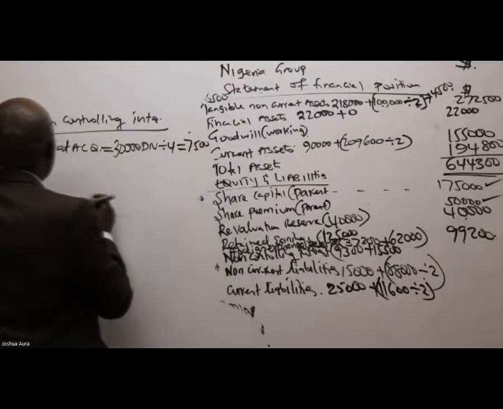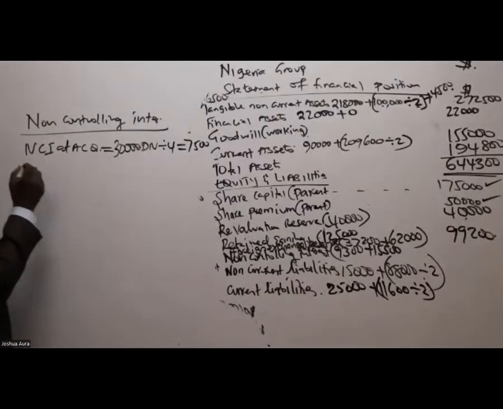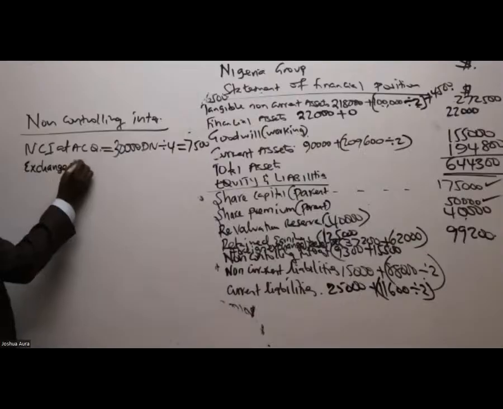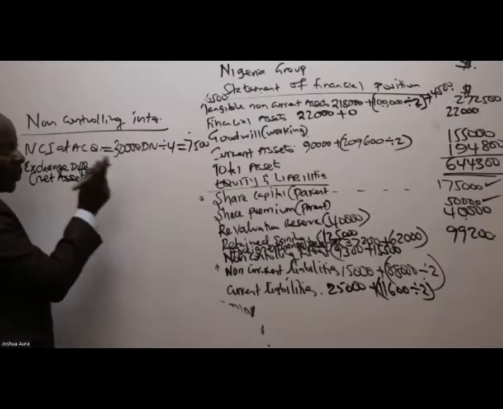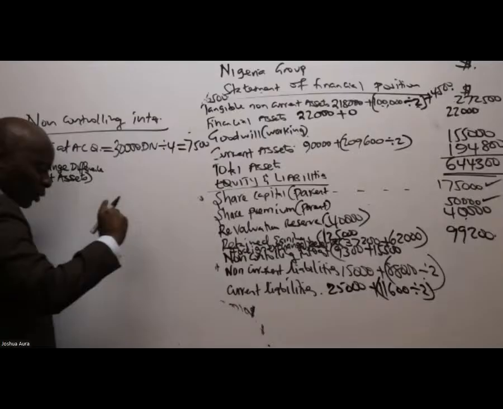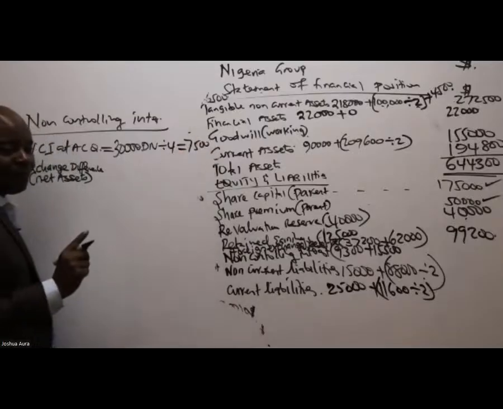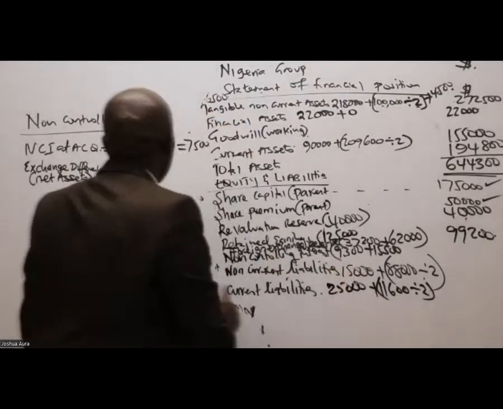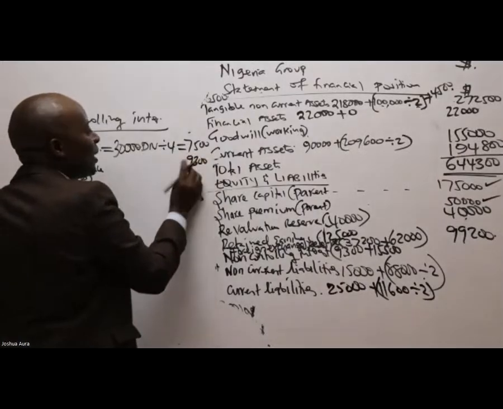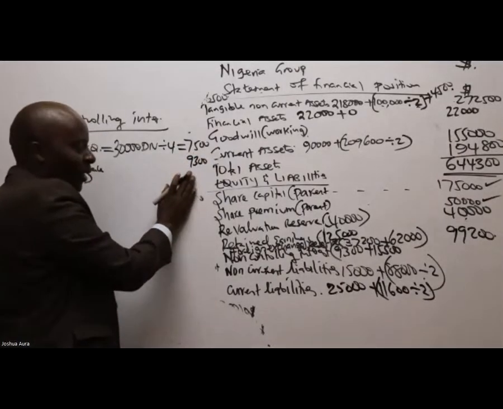Now in this case, we gave them something from exchange difference as regards changes in net assets. When we had a group exchange difference, we apportioned between the parent and NCI. Is there somebody who can remember what we gave them? We gave them 9,300. And remember, this 9,300 is already translated. These are dollars now.